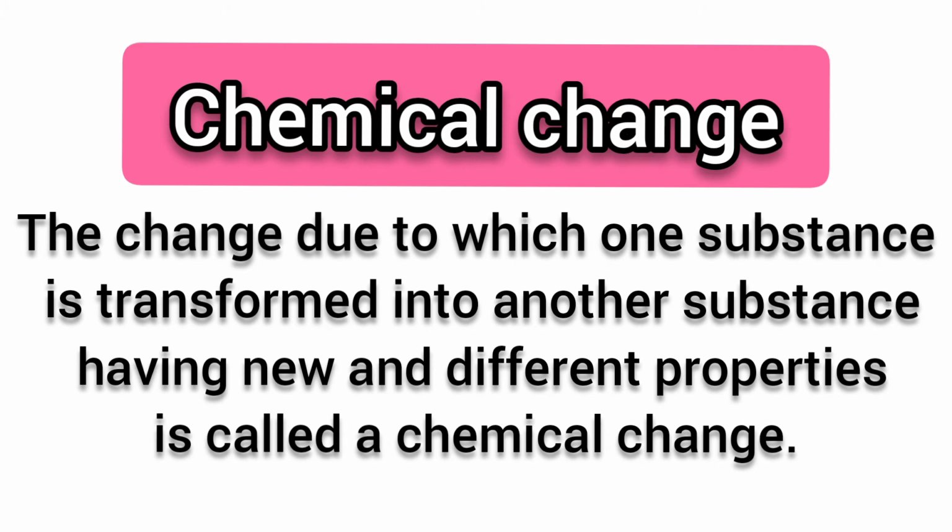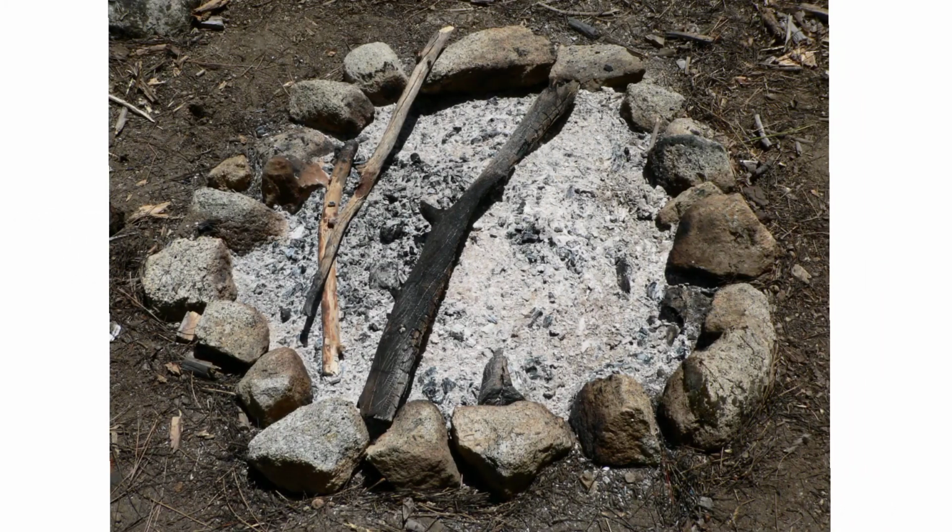The change due to which one substance is transformed into another substance having new and different properties is called a chemical change. See, this is the example of chemical change, how ash is formed after burning of wood. Children, we won't get back wood as it is from this ash.